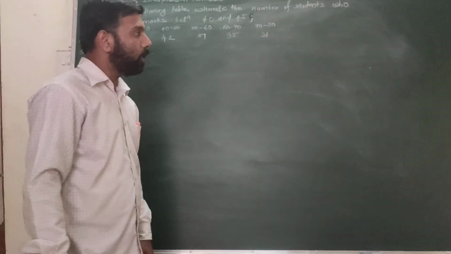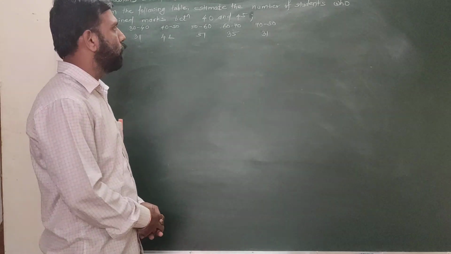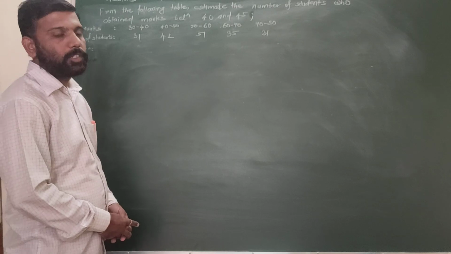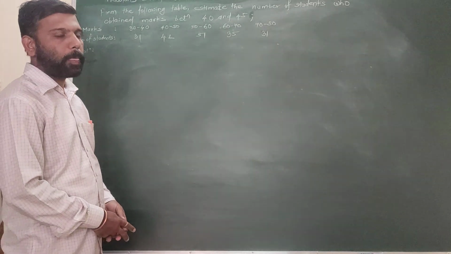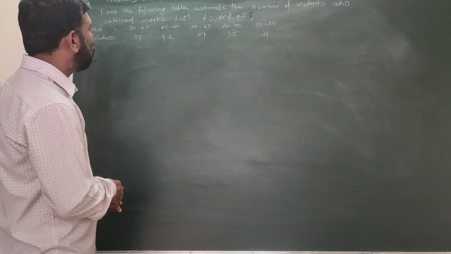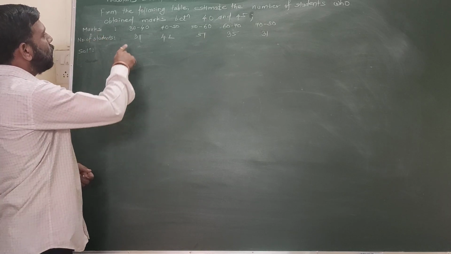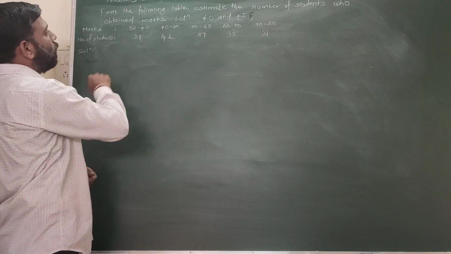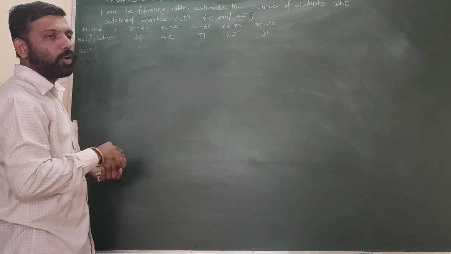Now here we take again one example regarding Newton's interpolation formula. From the following table, estimate the number of students who obtain marks between 40 and 45. This is a problem we are familiar with. Here the data is given: the marks in the range 30 to 40, number of students are 31. So we'll understand that data first and then we'll conclude what we have to find out.